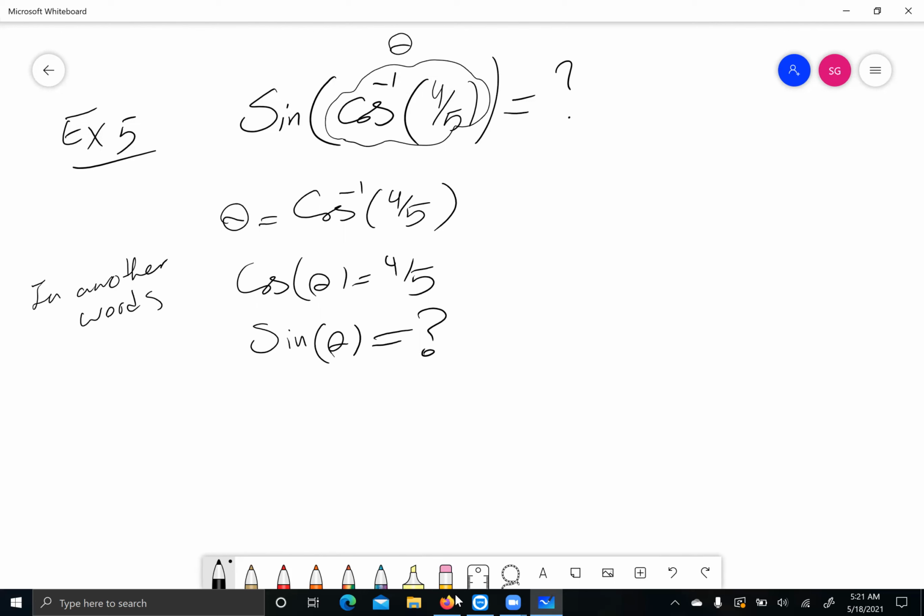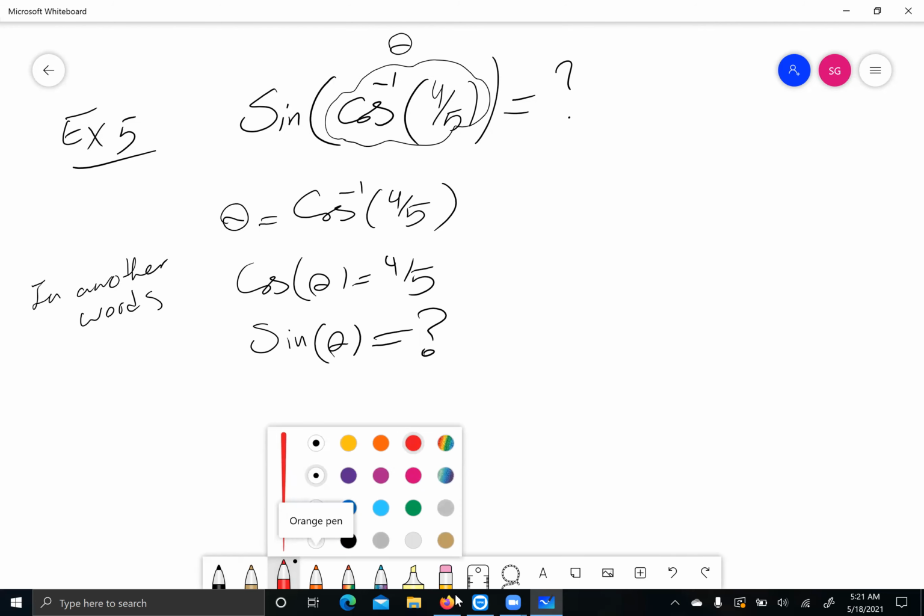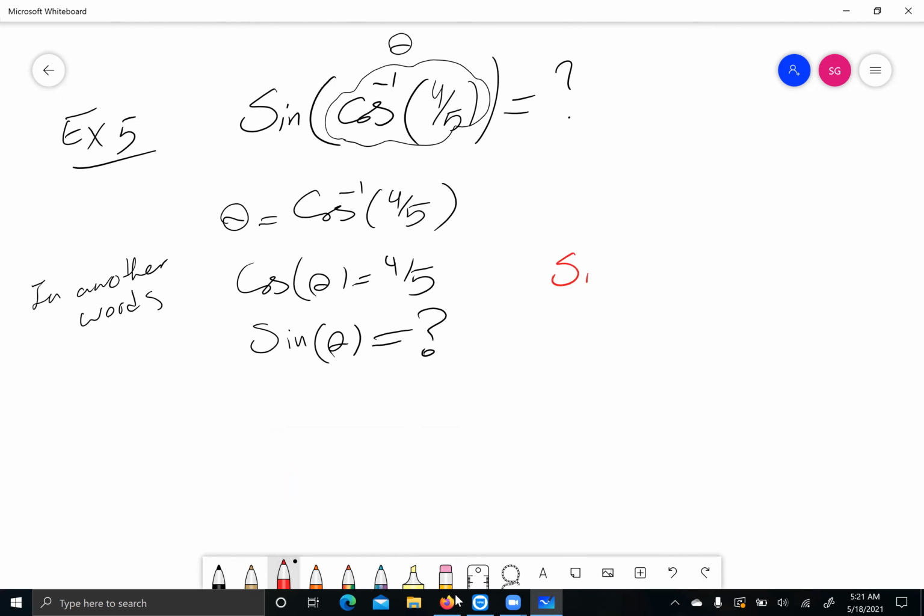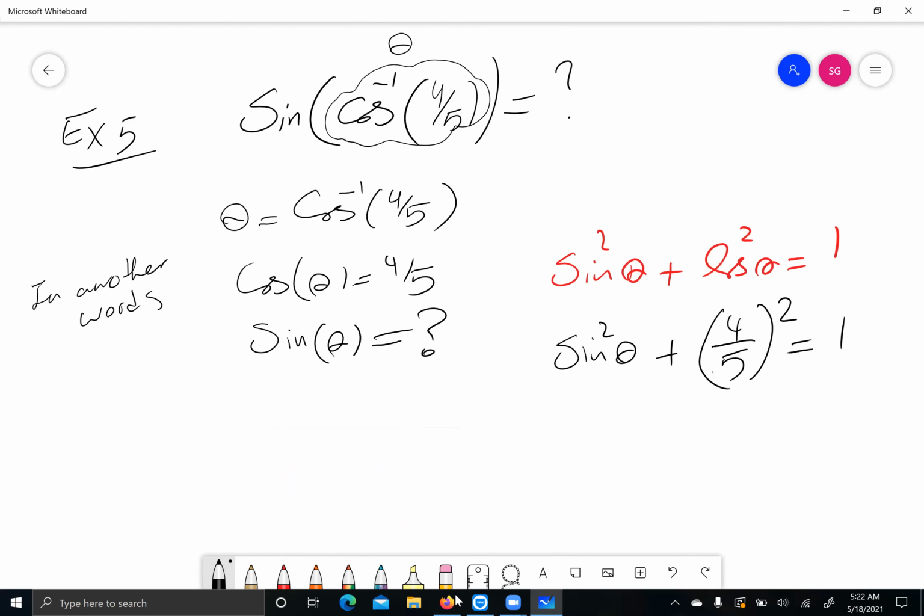You can easily find that because we know there is an identity between sine and cosine. We know that sine square plus cosine square is 1. So we don't know what is sine, but we know the value for cosine, which is 4 over 5. So from here, we can solve for sine. Sine square is going to be 16 over 25.